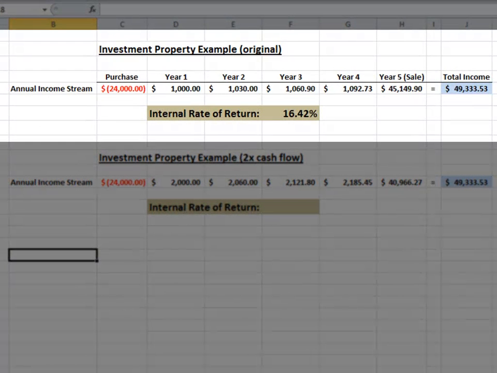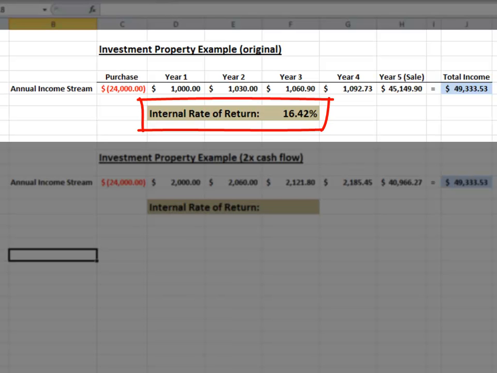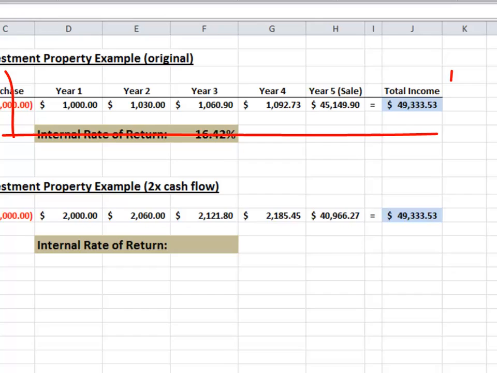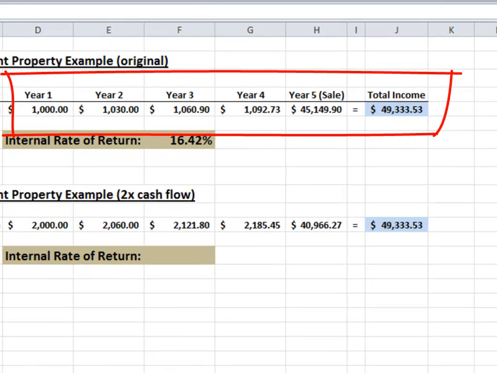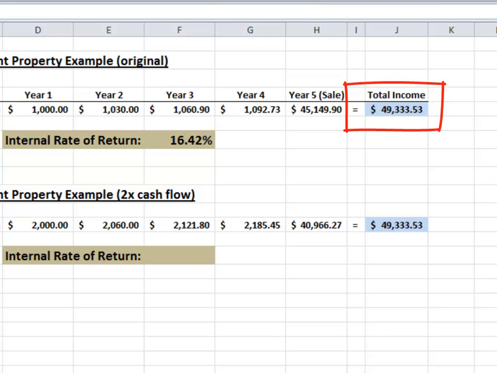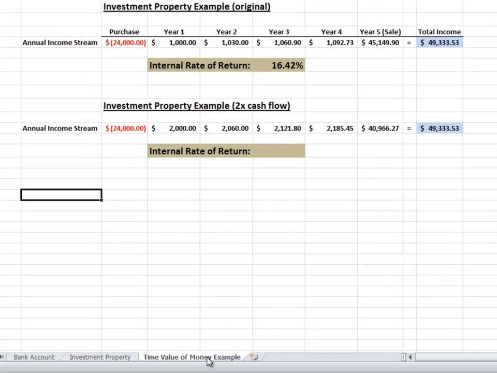Using our property investment example, we calculated that we had a 16.42% internal rate of return. This return is calculated based on our 5% annual cash flow with the sale of the property in year 5. If we total the incoming cash flows over the life of this investment, we see that they total $49,333.